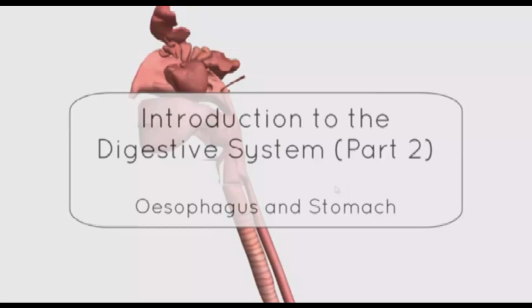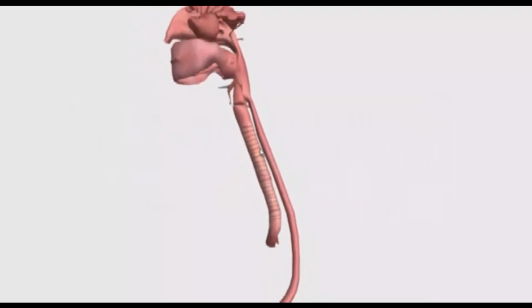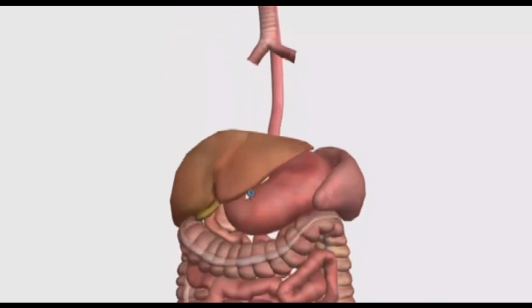So after the bolus of food passes from the pharynx, it enters into the esophagus, which I mentioned before. So the esophagus is another long muscular tube. So this tube is about 25 centimeters long, and it joins the laryngopharynx to the stomach. So you can see the stomach below, this sac here.